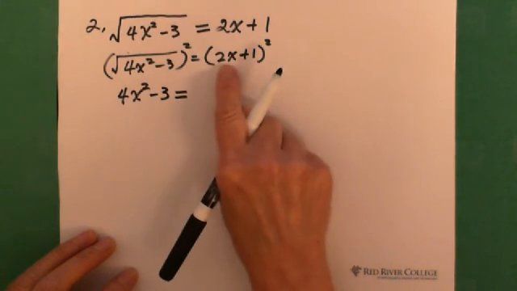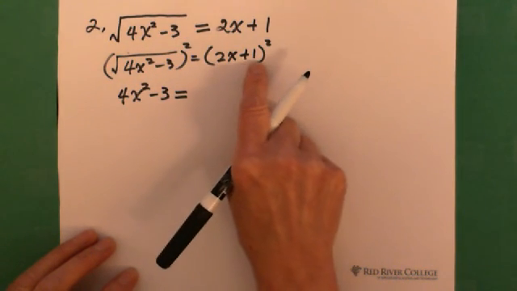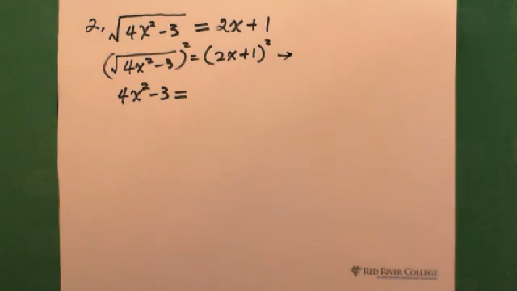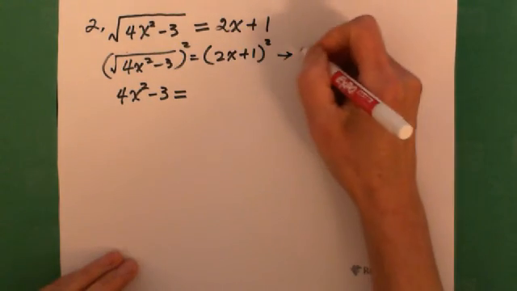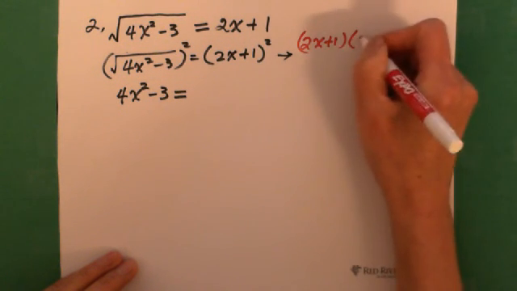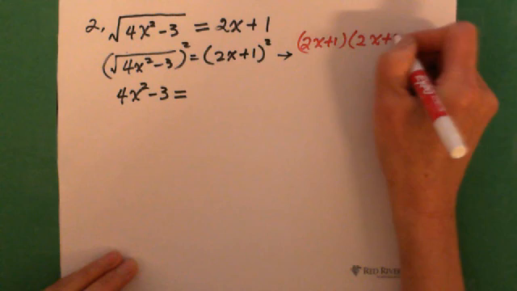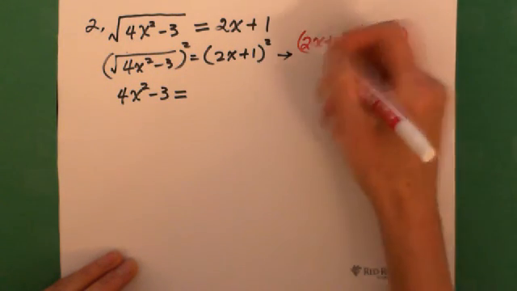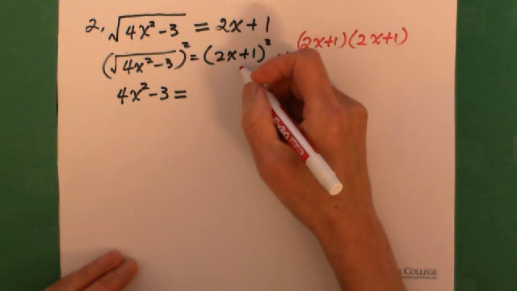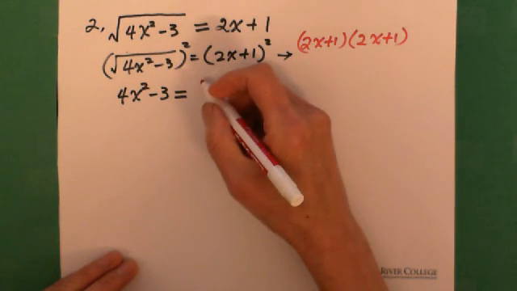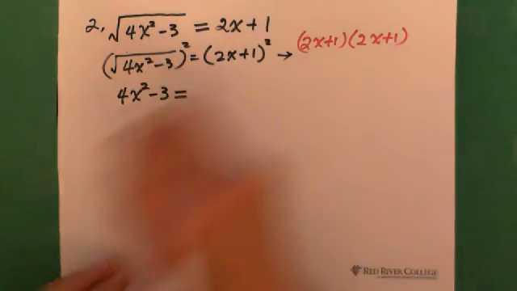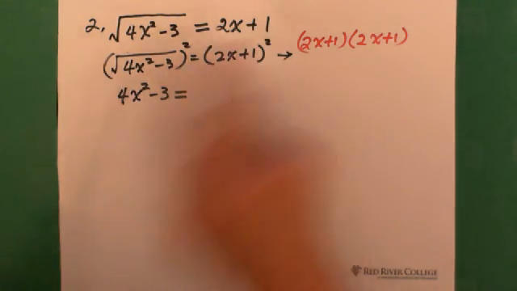Be careful how to expand this one. 2x plus 1 squared is 2x plus 1 multiplied by 2x plus 1, right? And you do the expansion. But at this moment, when you're learning radical equations, you must have already learned the perfect square factoring method.